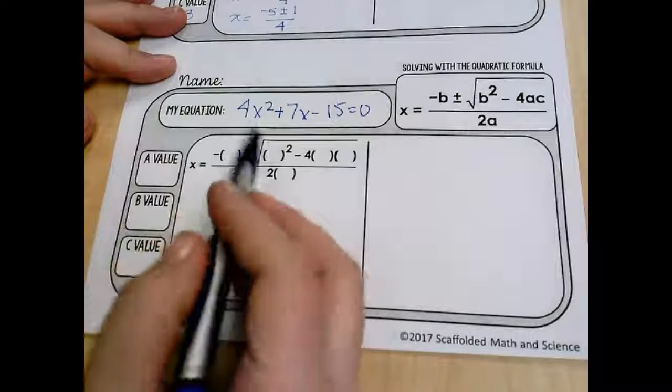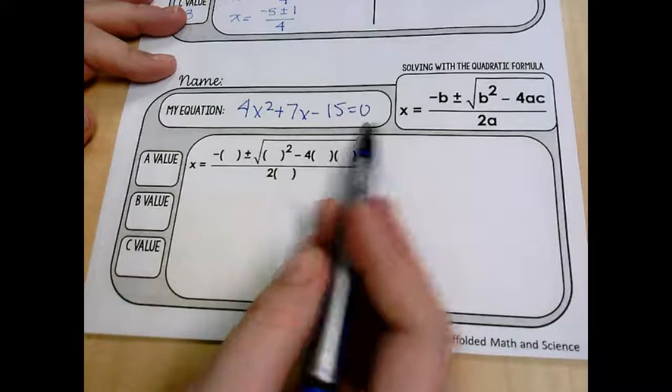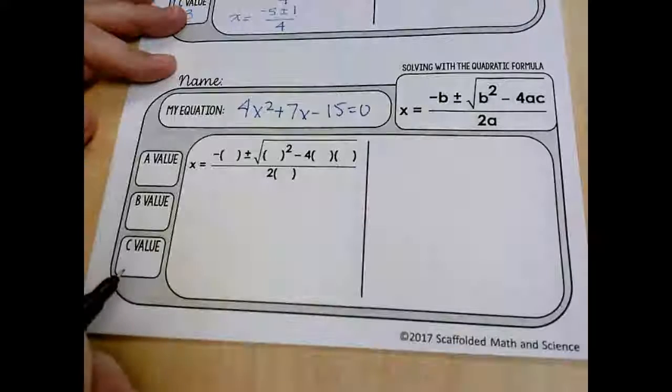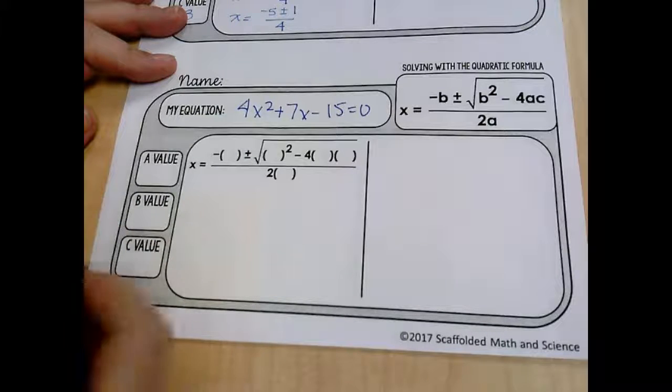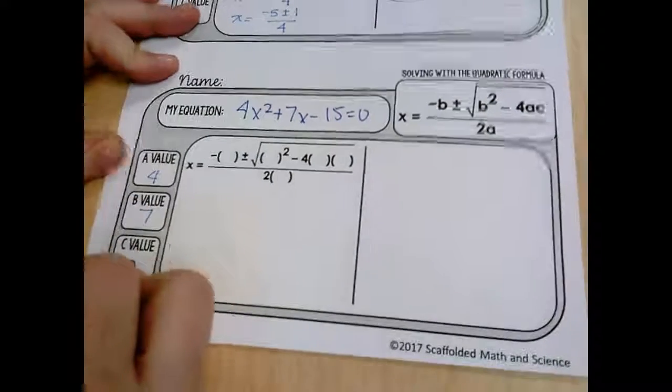We'll go down to the second. We have our equation 4x squared plus 7x minus 15 equals 0. I have my quadratic formula here on the side. I'll fill in my a, b, and c value. So a is 4, b is 7, c is negative 15.